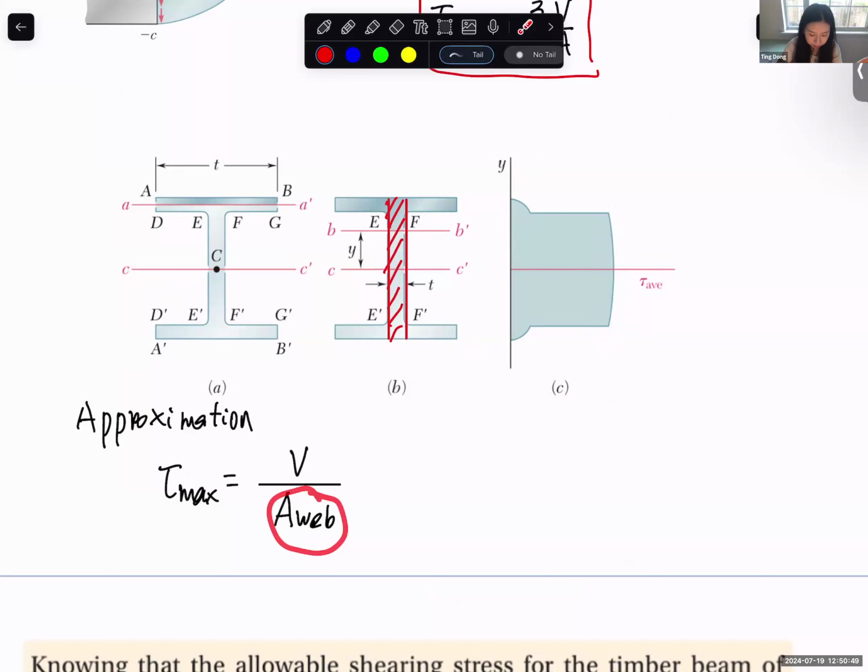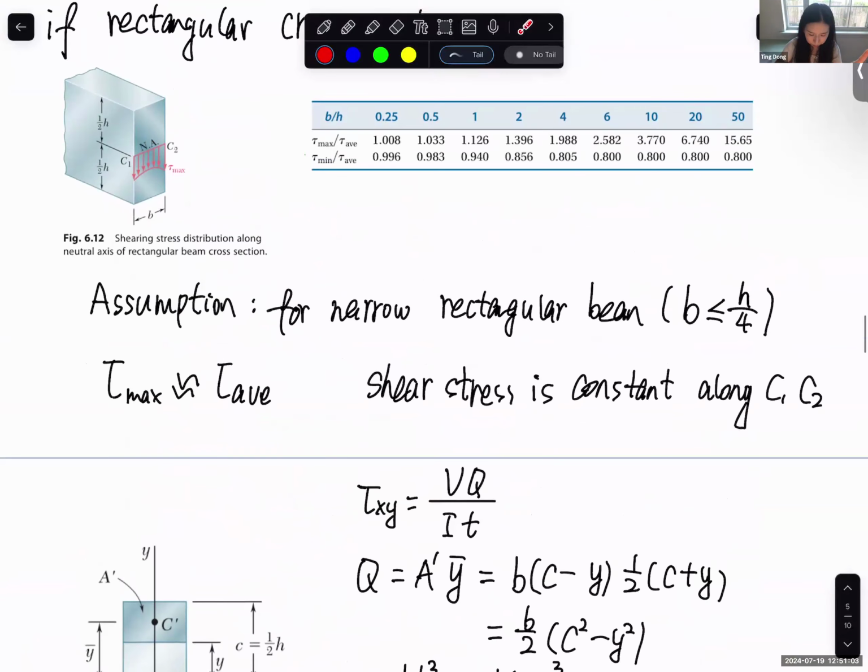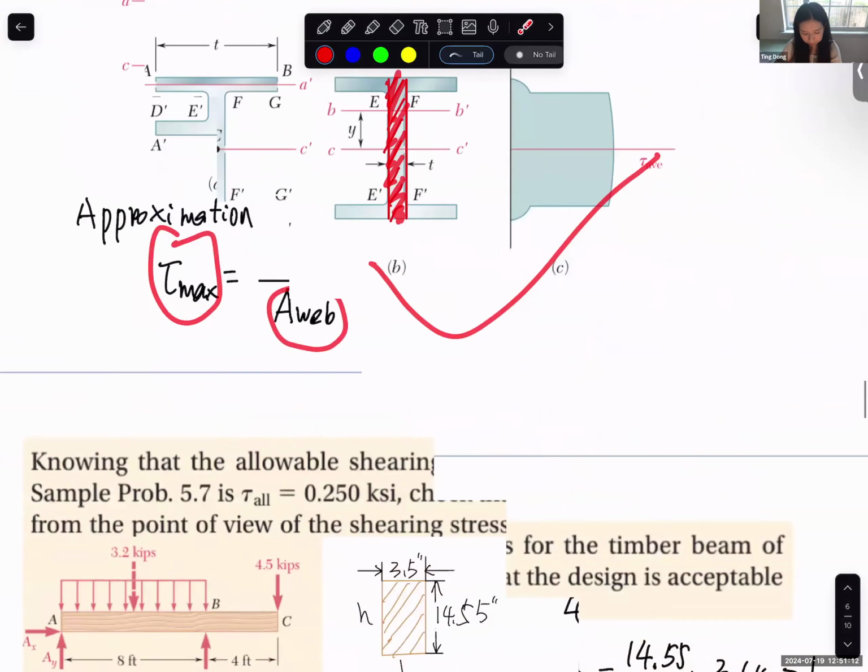And we consider this area is the one we use to calculate this stress, and we consider this maximum shear stress. So this is the approximation for an I-beam. This is the approximation for a narrow rectangular beam, right? For more cross-section geometries, you need to study a more advanced solid mechanics class.